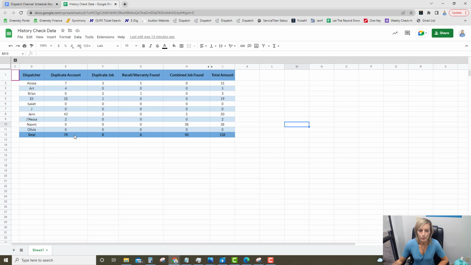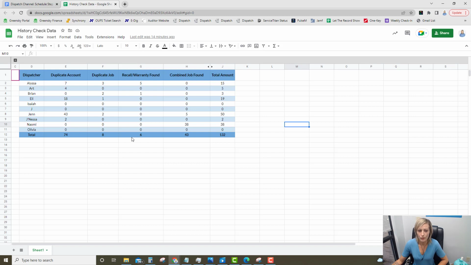We found 8 duplicate jobs, which means that the job was booked twice. And we could have sent out by accident 2 technicians. We could have called the customer twice. We could have ran around our whole day basically over a couple of errors, but we were able to find them. We found 6 potential recalls or warranties that were booked as new opportunities. Again, this is a huge opportunity to be able to send the right technician back out instead of sending a new technician and confusing the situation.